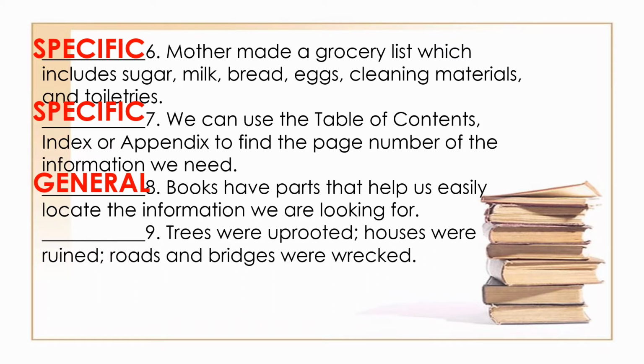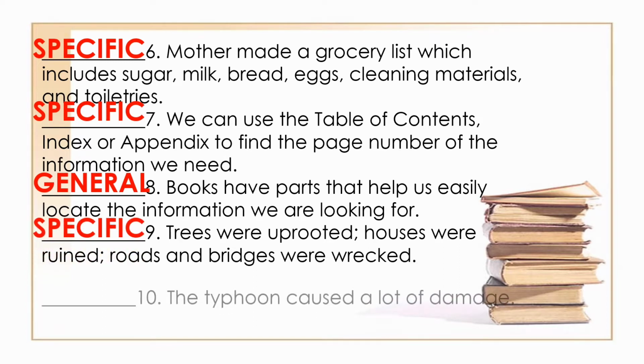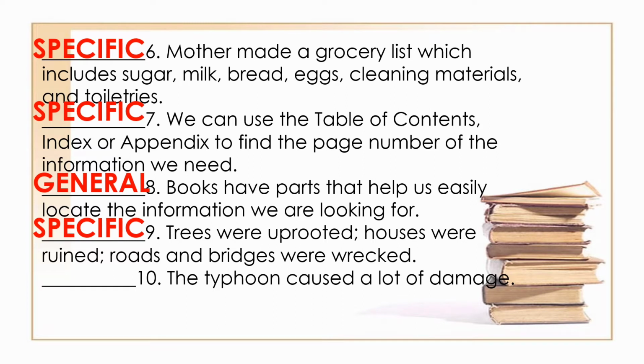Number 9. Trees were uprooted. Houses were ruined. Roads and bridges were wrecked. What's the answer? Correct, it's specific. Number 10. The typhoon caused a lot of damage. What is the answer? Correct, it's general.